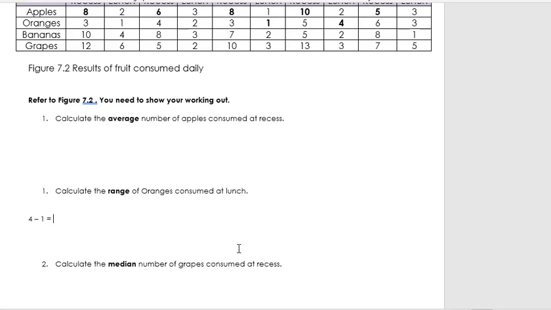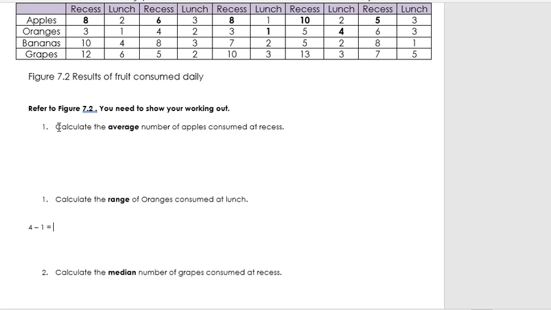So on your practice test, you had to calculate the median number of grapes consumed at recess. So we find our grapes, and we have 12, 5, 10, 13, and 7. So what you have to do is you have to line up from smallest to highest. So the smallest, you have 5, then we have 7, then we have 10, then we have 12, then we have 13.